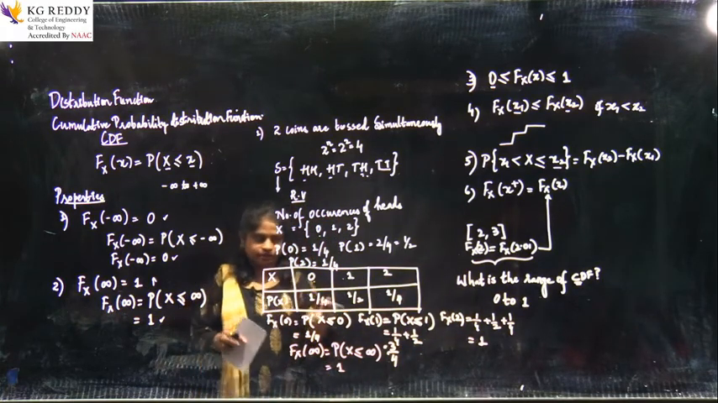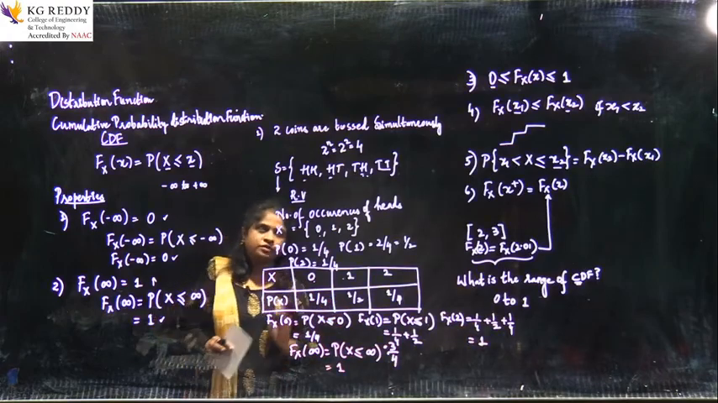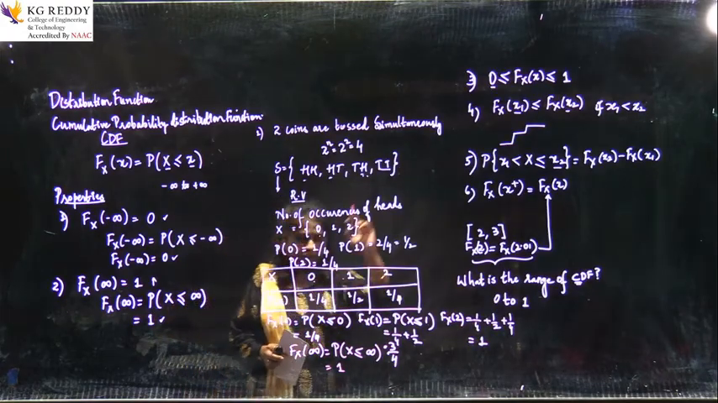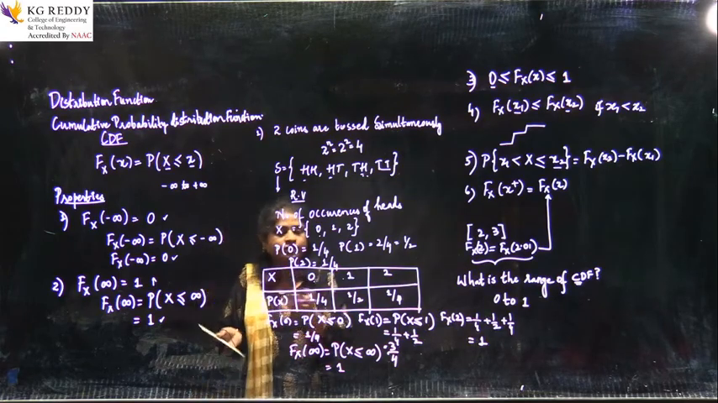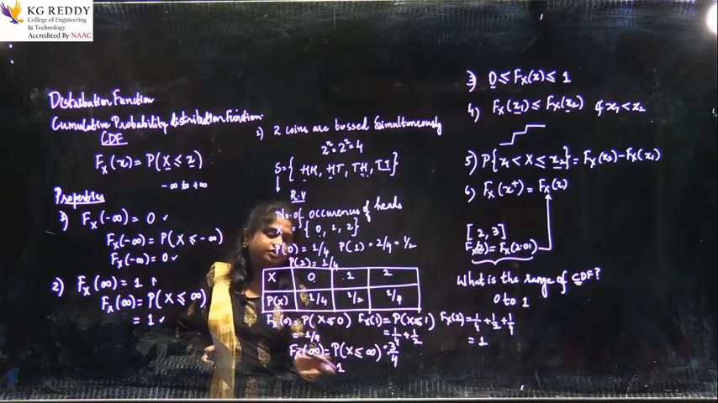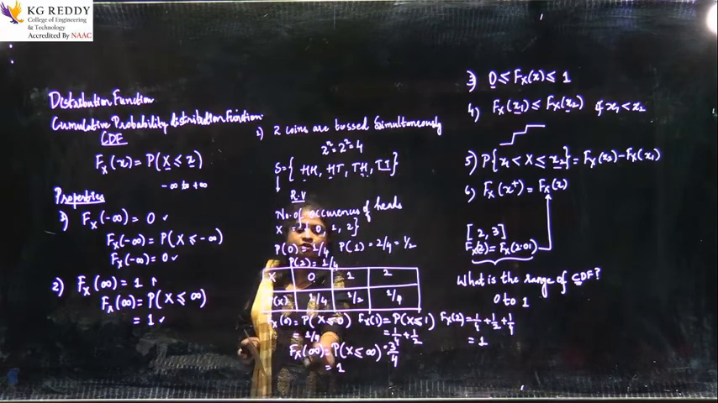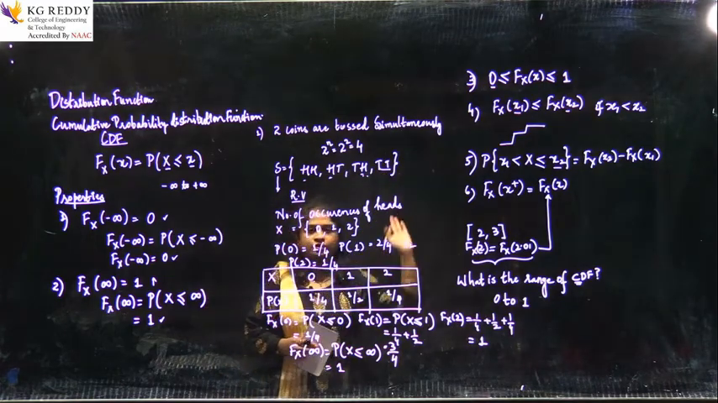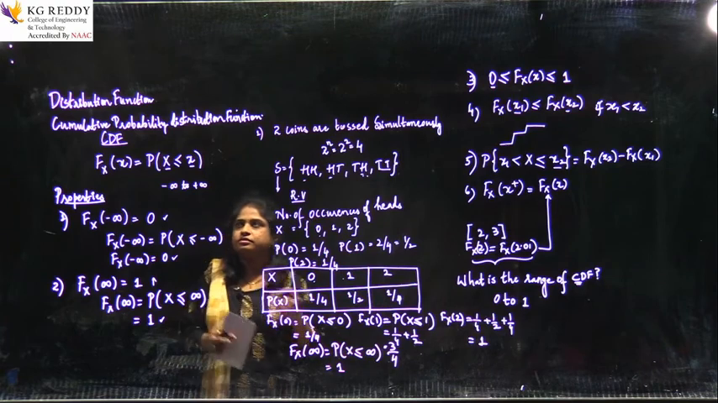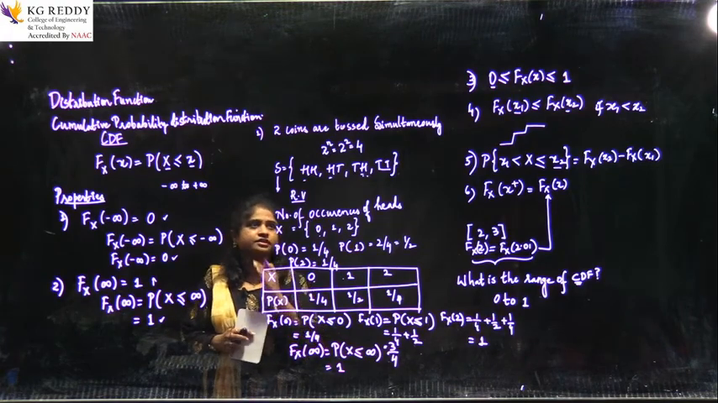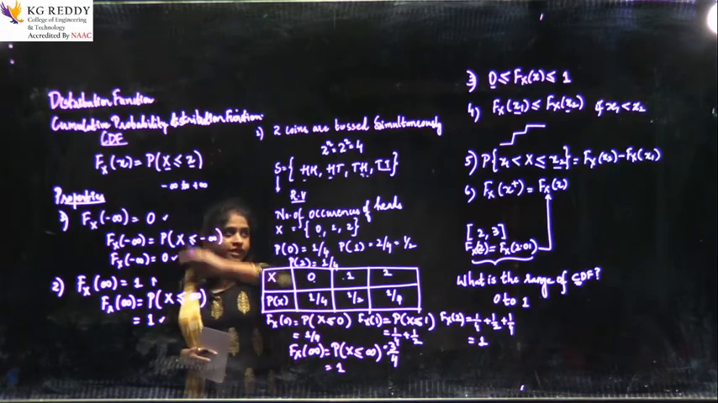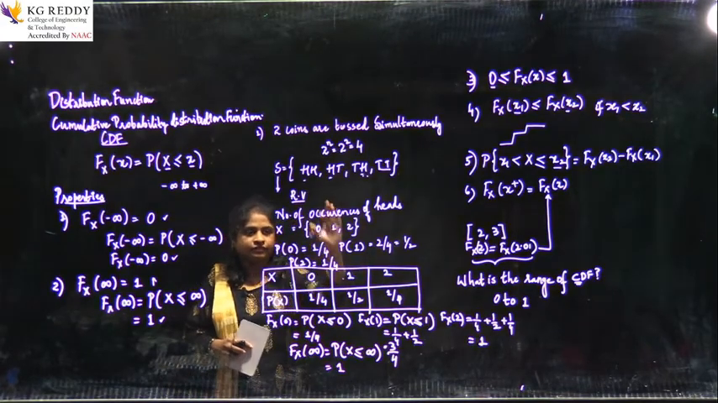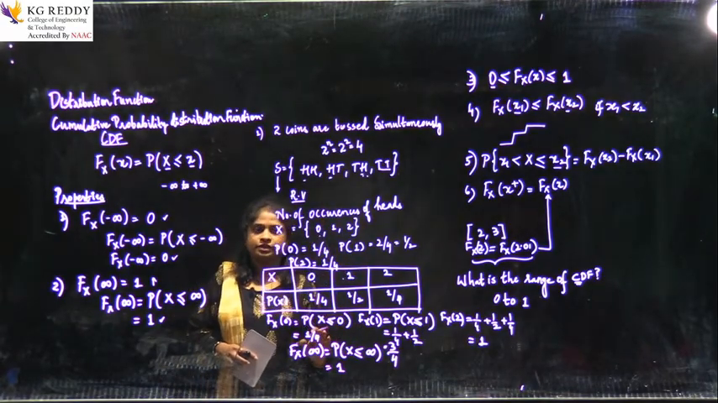So, by this problem we have proved the properties also. And what is the range now? Fx of minus infinity will be equal to 0. So, the range is also proved, that is, the range will be 0 to 1. So, yes, this is about your cumulative distribution function. We have seen the 6 properties and we have proved the properties also.